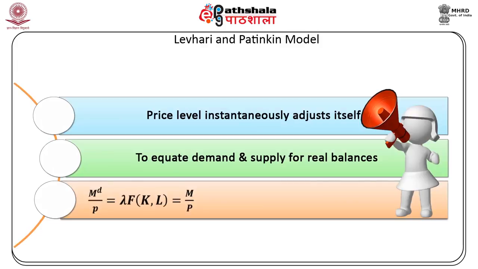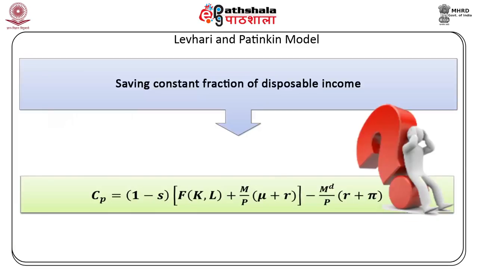It is further assumed that the price level instantaneously adjusts itself so as to equate the demand and supply for real balances. That is, md/p is equal to λf(k), l, which is equal to m/p. The desired level of physical consumption, cp, should be represented by cp equal to (1 - s)(f(k), l) plus (m/p)μ + r minus (md/p)(r + π).